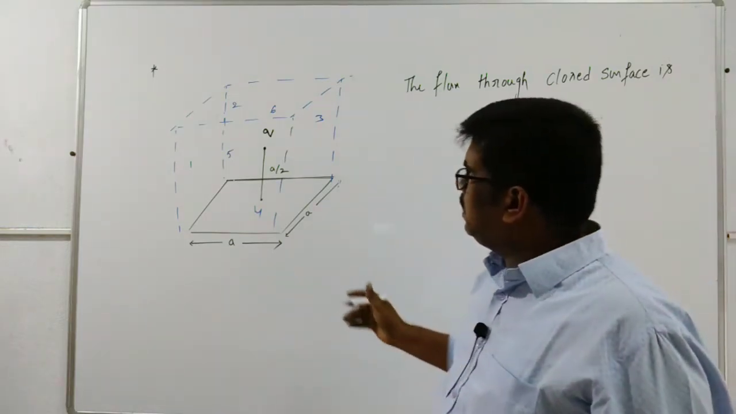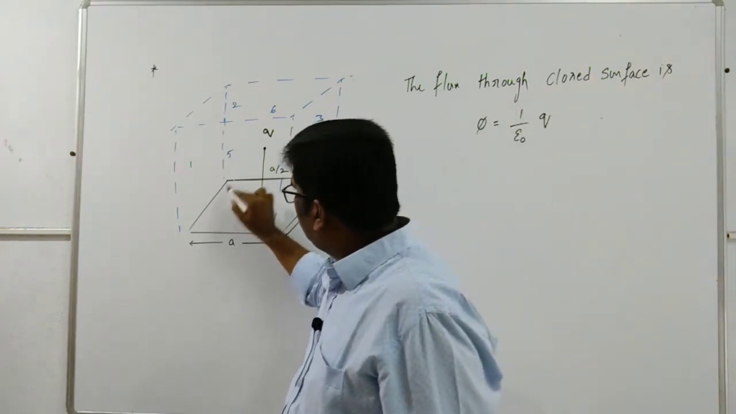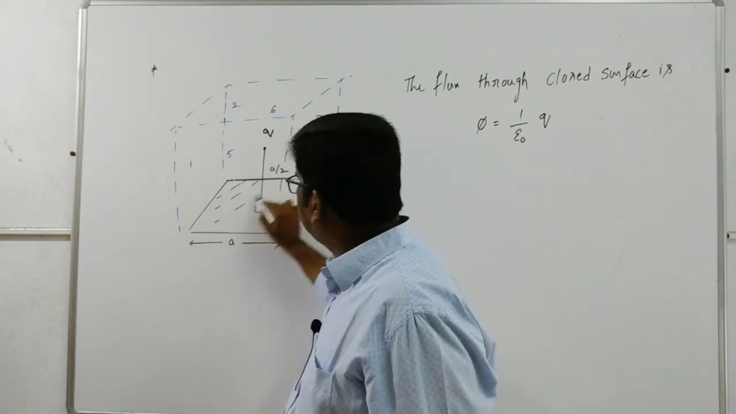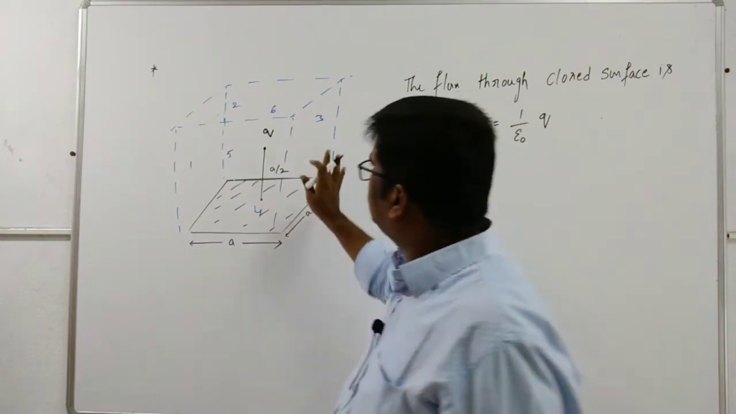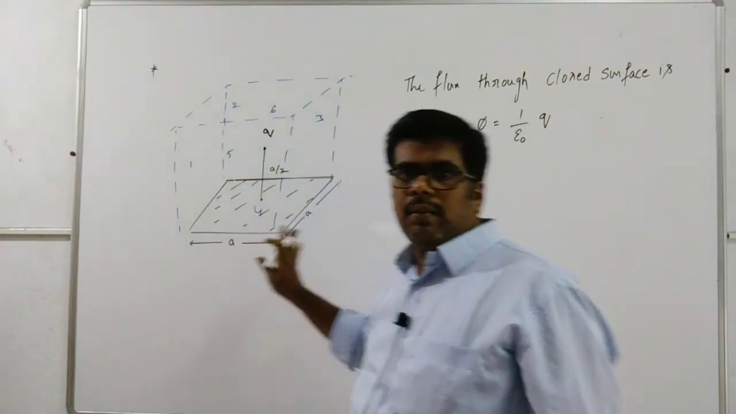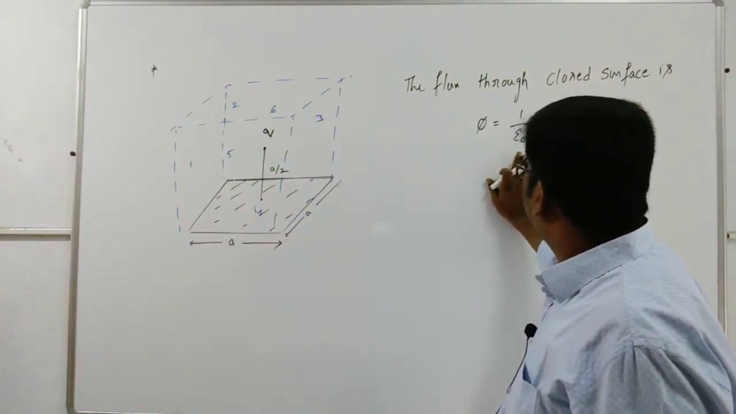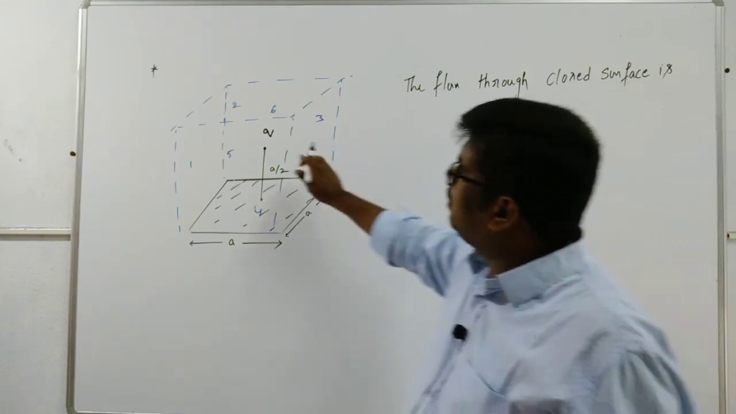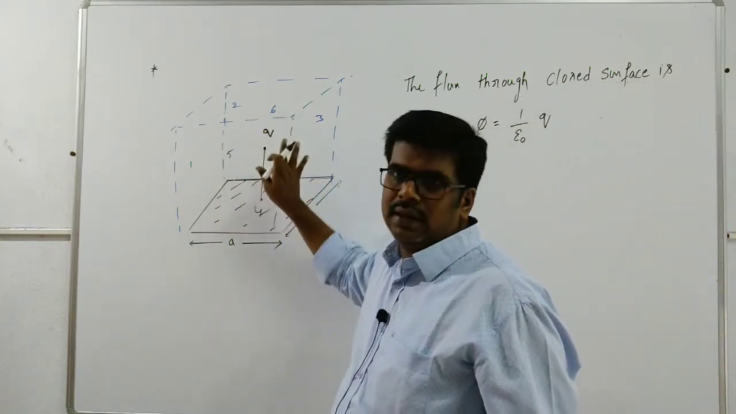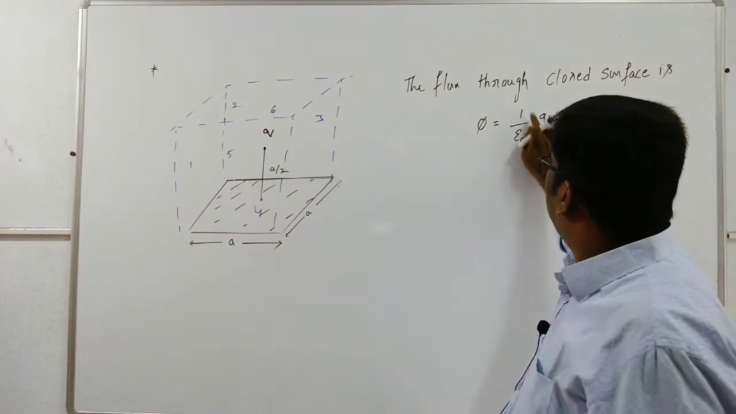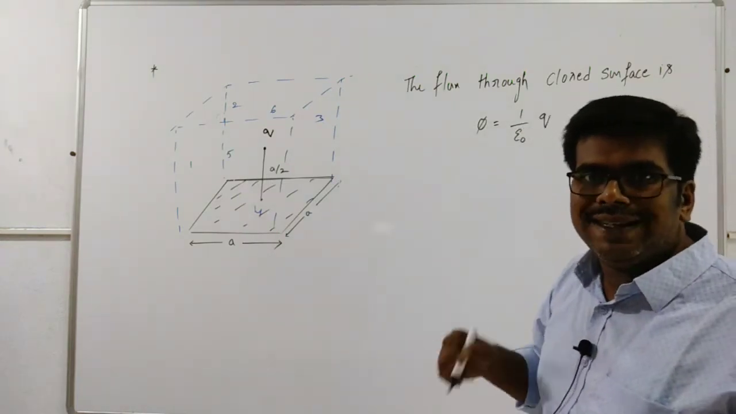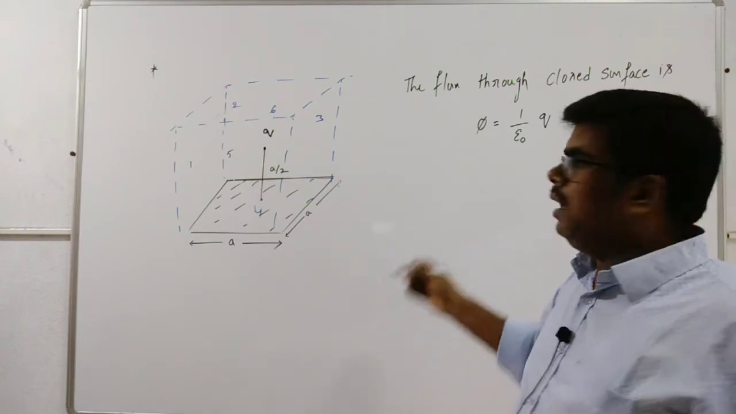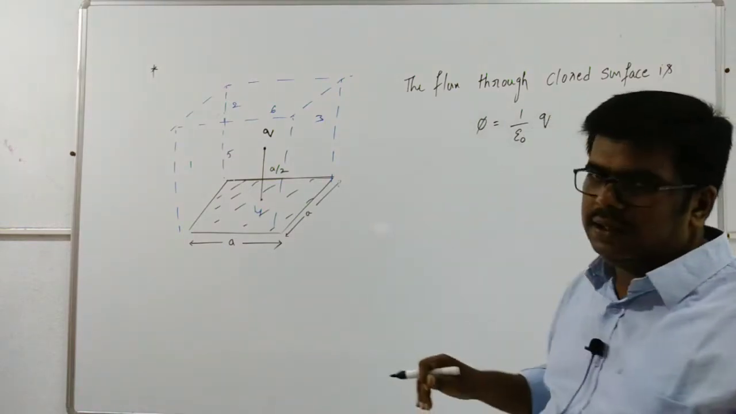But our intention here is to find the flux through only one side. This is the flux through the complete closed body, but for flux through only one symmetrical surface, how many symmetrical surfaces have we taken here? 6. So for 6 it is 1 by epsilon naught times Q, which means for 1 it is 1 by 6 epsilon naught times the charge.